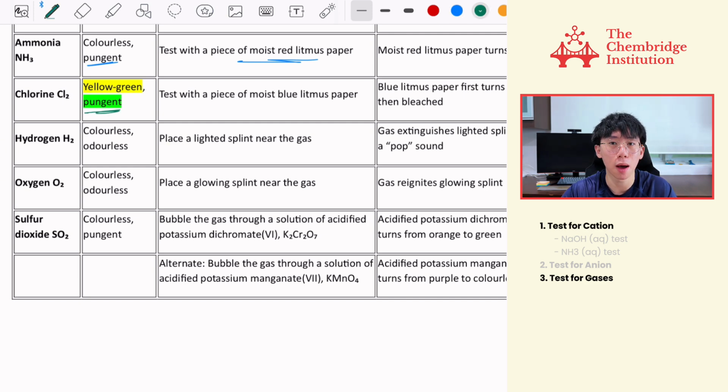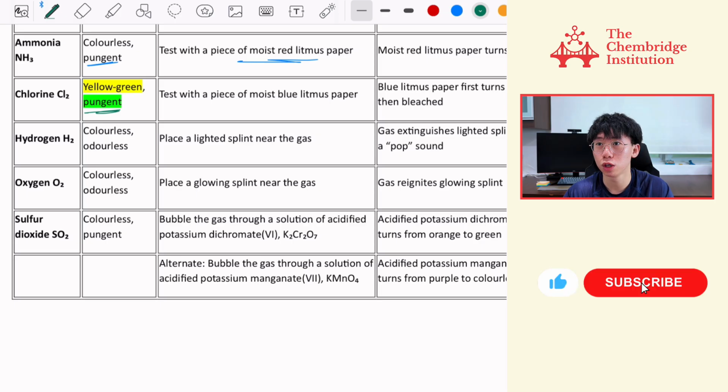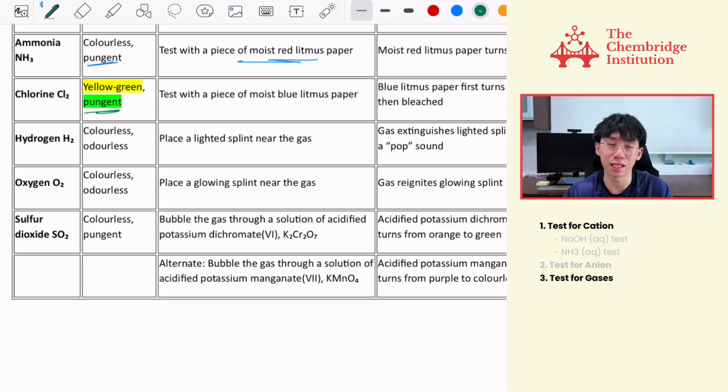Some of the gases we never ran through yet are our chlorine gas. This is a yellow-green, pungent gas. Very bad. If you've gone to a swimming pool, you'll definitely smell a bit of chlorine before as well. It's quite pungent as well, especially if you go onto maybe a cruise ship, and they have an indoor swimming pool that is very pungent.